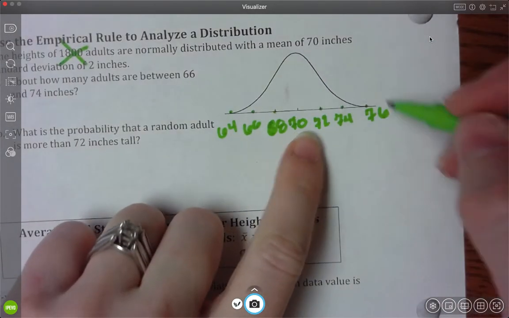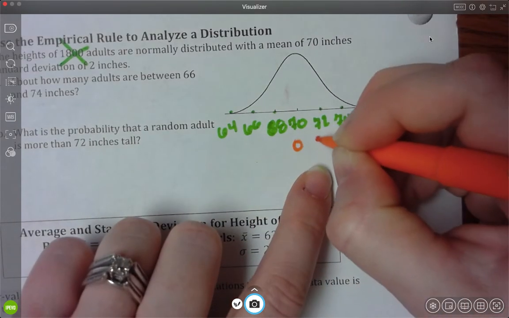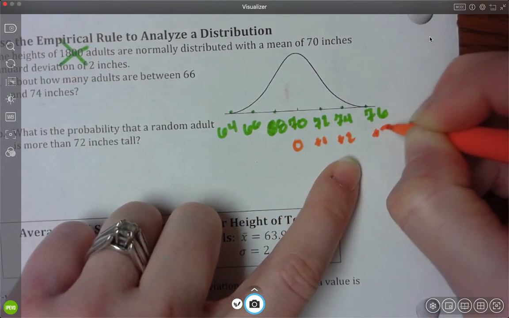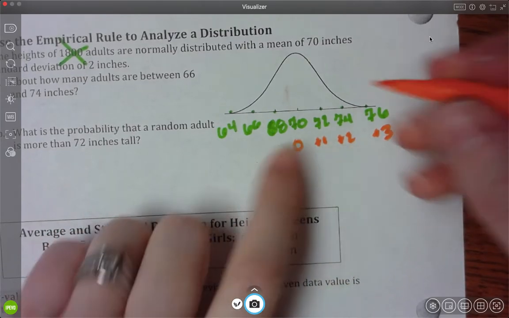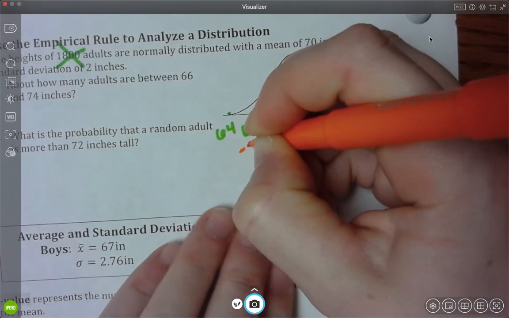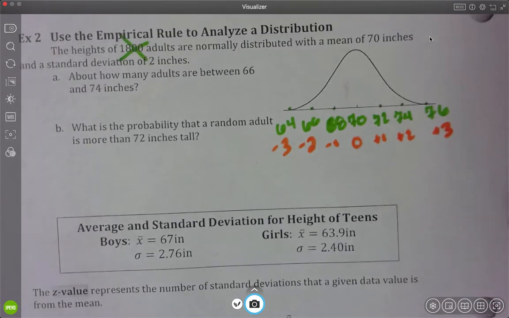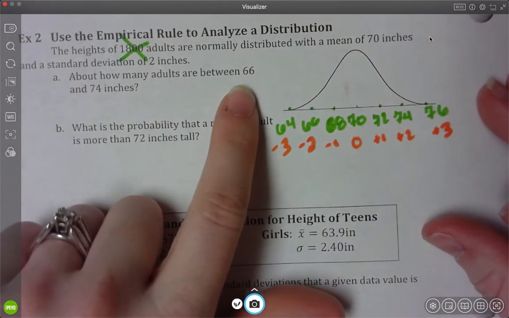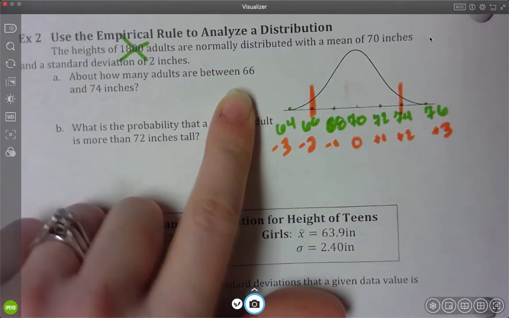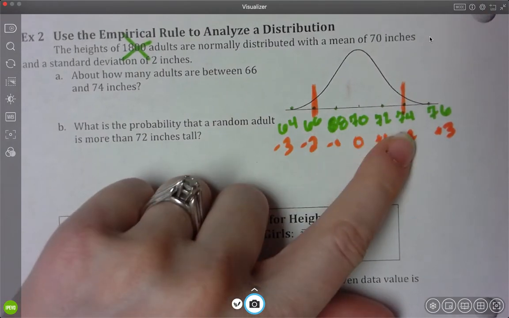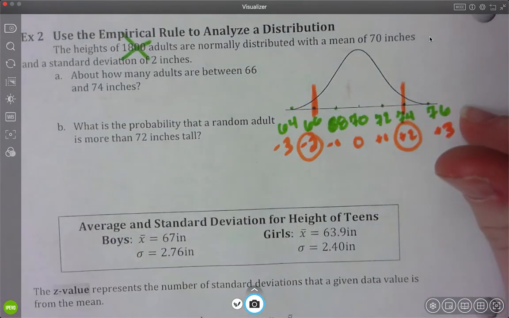So we're adding 2 each time, we're subtracting 2 each time. I always like to put the 0 here, plus 1, plus 2, plus 3. I've added 2 once, twice, 3 times. I've subtracted 2 once, twice, 3 times, and I can kind of keep track of those. About how many adults are between 66 and 74 inches tall? Between 66 and 74, that's between -2 and +2 on my number line here.